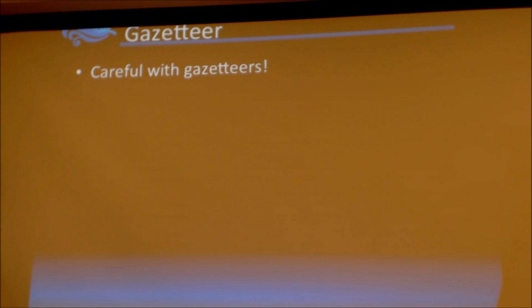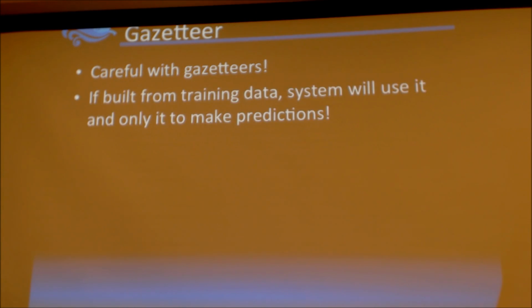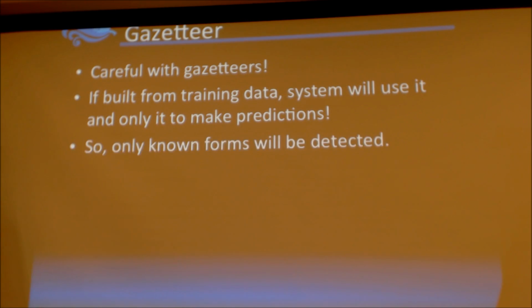Just as a machine learning point, you have to be very careful when you build gazetteers. If they're really useful on the training set, then the system will use it and only it to make predictions. And then as soon as you see something new, you won't be able to use it. So for instance, if your training set, your list of comics, is perfect, then it'll learn to trust that.